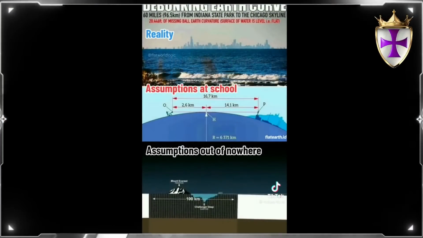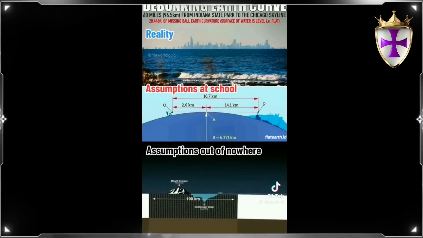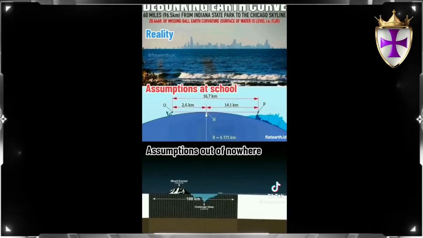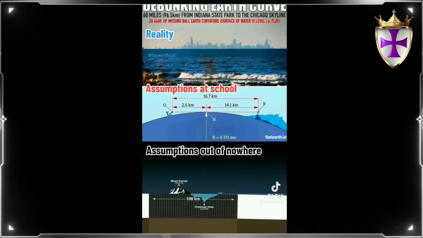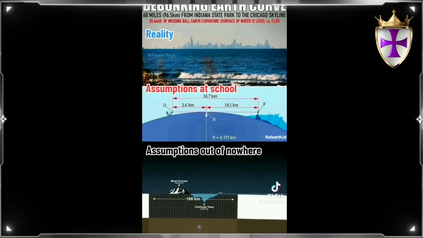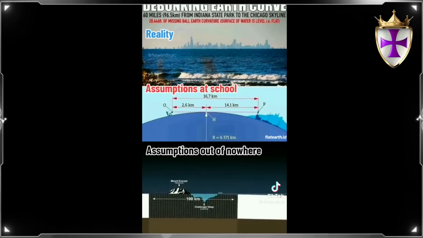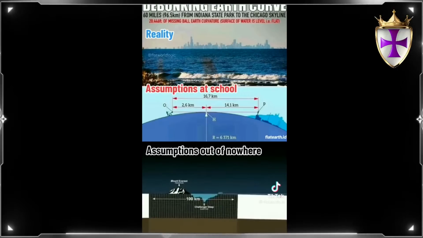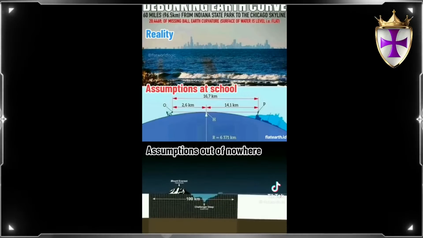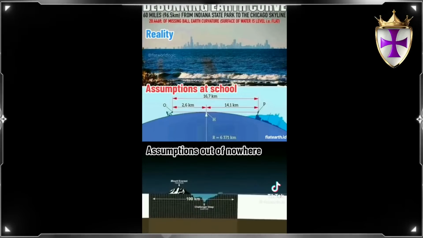I'm going to bring up something here. It's a video, but really the still image says it all. Yeah, so let's switch over to that. I'm just going to give a brief summary of what it says up here if people can't read this. Debunking Earth curve. This is 60 miles or 96.5 kilometers from Indiana State Park to the Chicago skyline, the city of Chicago's skyline. That's the reality. That's a photograph taken from that distance, 96.5 kilometers away.